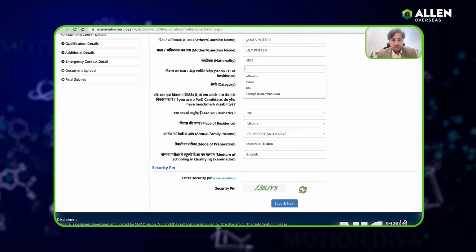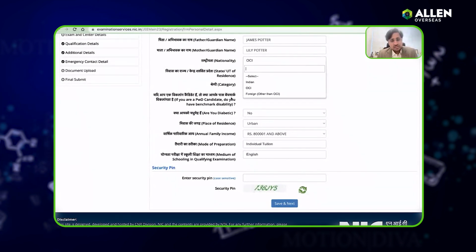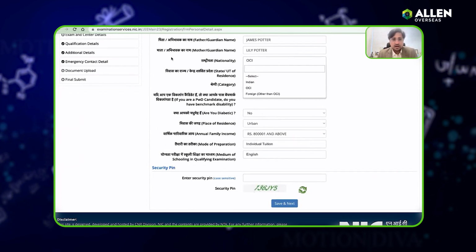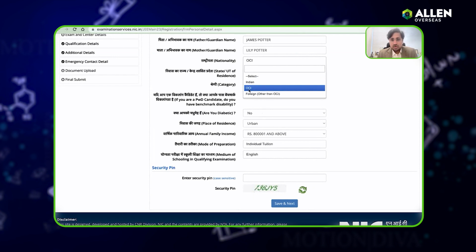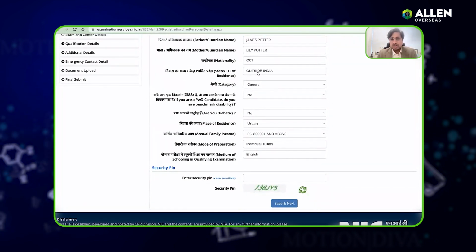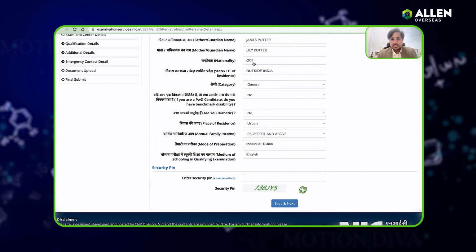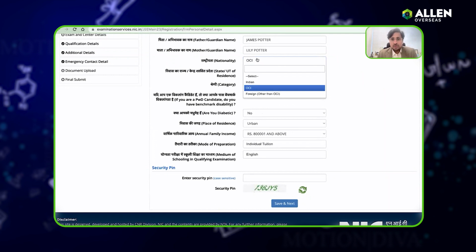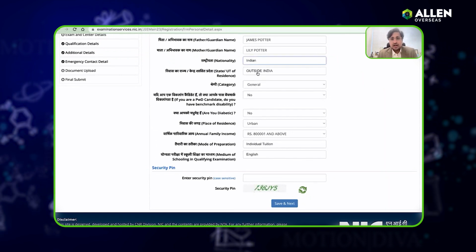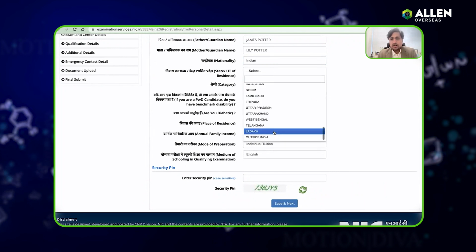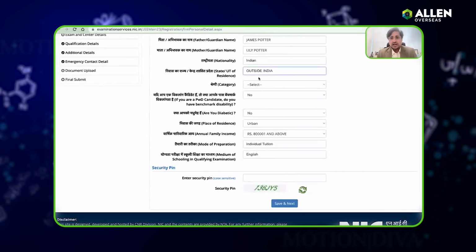Nationality as Indian for Kuwait students, place of residence as Kuwait. Whether it's Kuwait or UAE or any other country, you have to fill the OCI and then outside India. At present, it is not giving you any other option. So nationality would be OCI, or even you can take Indian also, and the state or UT residence outside India. So it depends upon what you have to select.